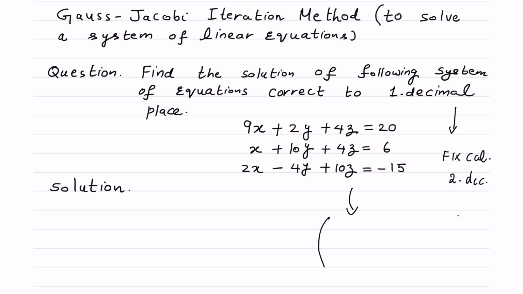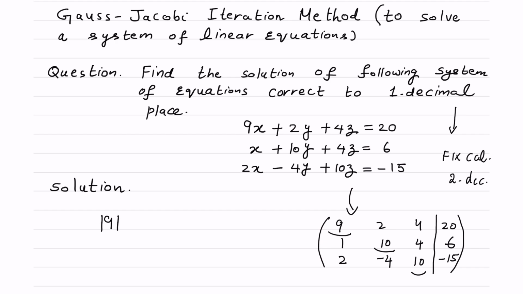If we write this in the form of a matrix: 9, 2, 4, 20; 1, 10, 4, 6; 2, minus 4, 10, minus 15. And the diagonal elements are 9, 10, 10. So for diagonal dominance, the absolute value of the first diagonal element 9 should be greater than the absolute sum of the two other coefficients in that equation, meaning absolute 2 plus absolute 4.